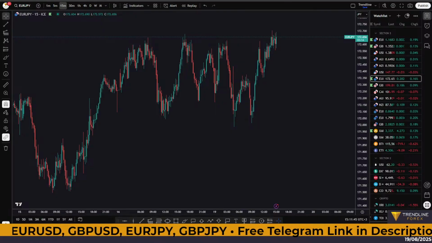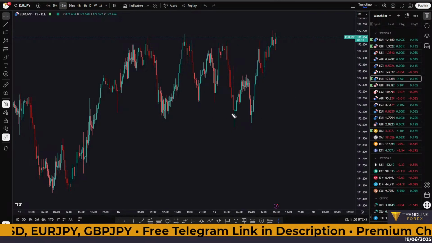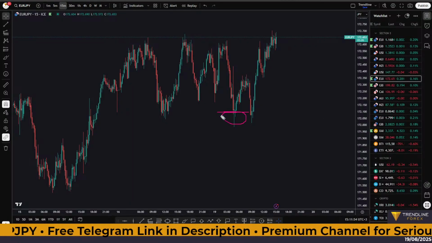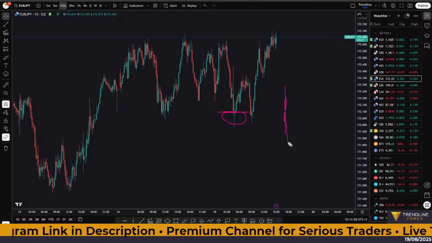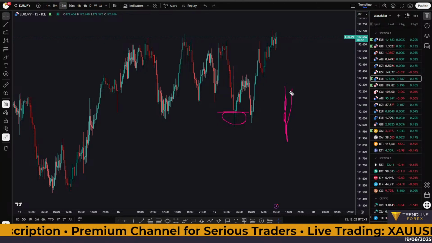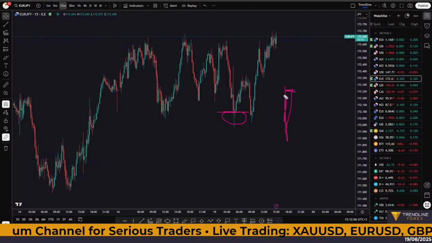Now you can clearly see that we managed to hit a bottom right here around 172, and then we have this rejection. What does that mean? It means that price was trying to push down, but by the time the 15-minute candle closed, it managed to recover the losses throughout this period of time.